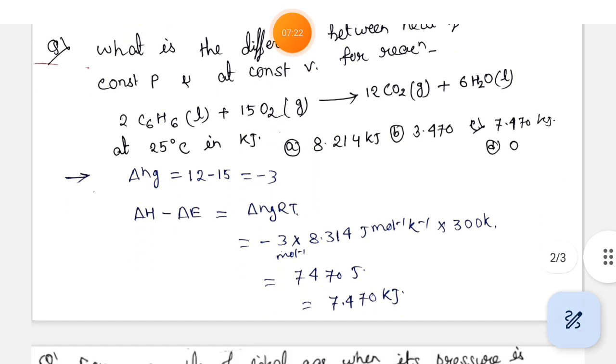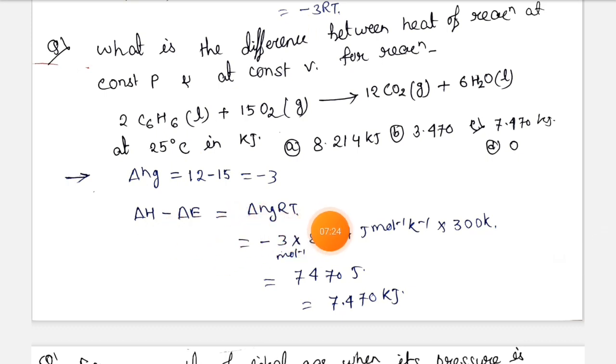So delta H minus delta E is equal to delta Ng RT, that is minus 3 into, here I will put the value of R, 8.314 joule per mole per Kelvin, and temperature here 27 degree centigrade, that is 300 Kelvin. If we calculate this value, this is 7470 joule. But here the question asks in kJ, so 7.470 kJ. So here the correct option is option C.